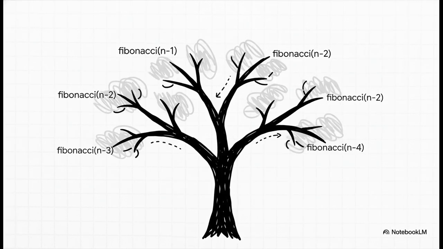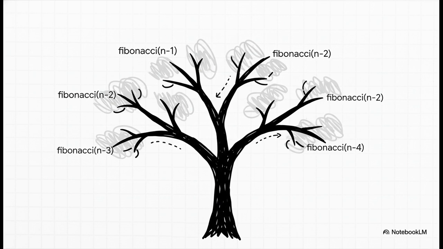And the recursive code for it looks just as beautiful. To find any Fibonacci number, you just find the two numbers before it and add them up. The function calls itself twice. It looks just as clean as our factorial solution. But here's the hidden trap.